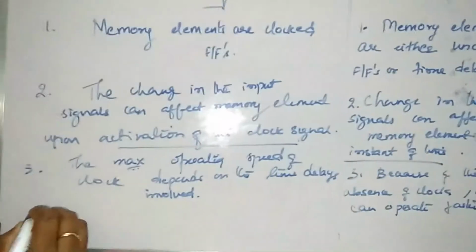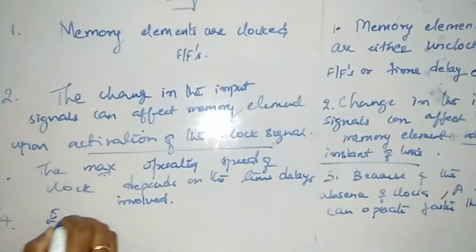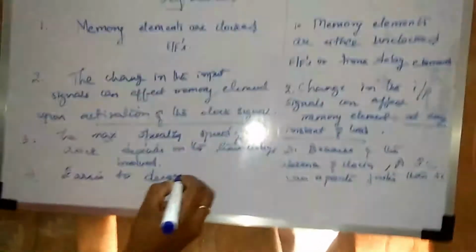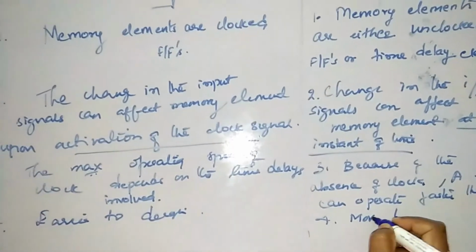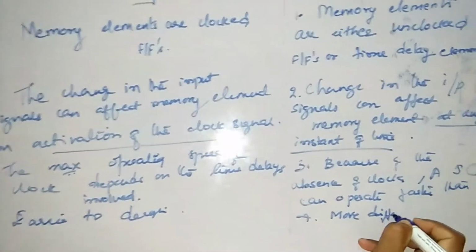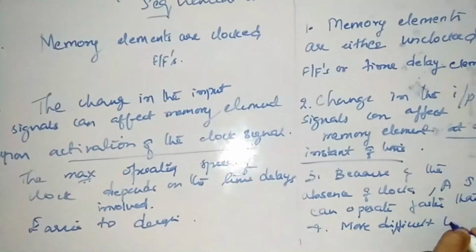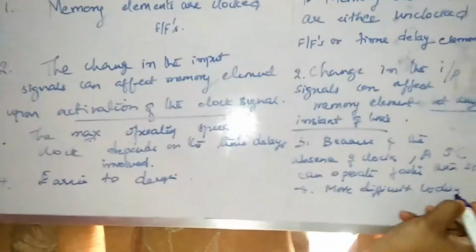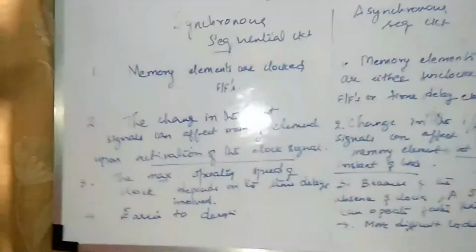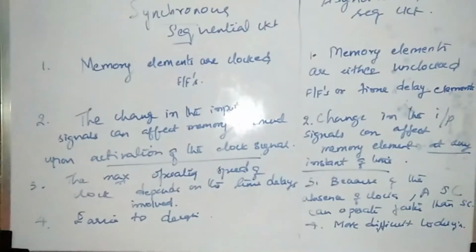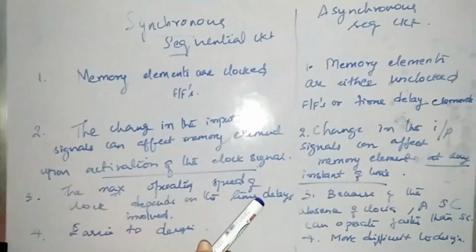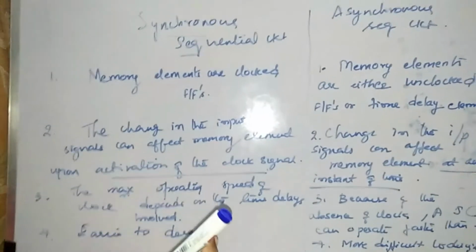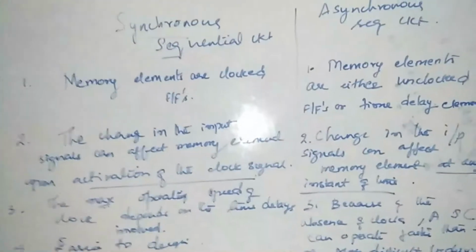The last difference is, synchronous is easier to design. Here it is a little more difficult to design. It's more difficult to design. So these are the major differences between the synchronous and the asynchronous, right? I guess now these four major differences will help you all to understand the difference between the two, right?